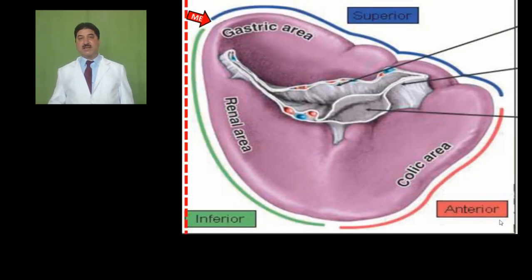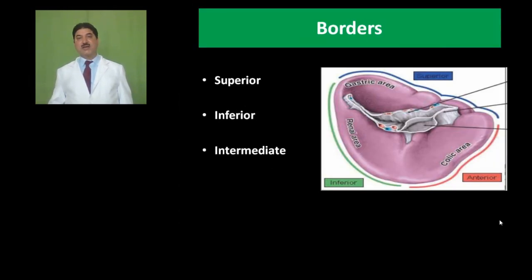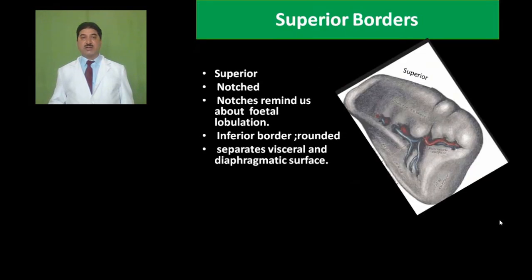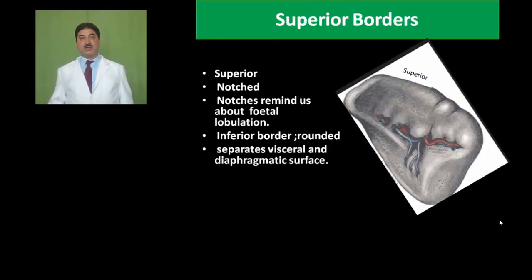So the spleen has a medial end. It has a lateral end that reaches the mid-axillary line. It has three borders: superior, inferior, and between the two lies the intermediate border. Some authorities consider the anterior or lateral end of the spleen as a border. So in that case, there are four borders of the spleen.